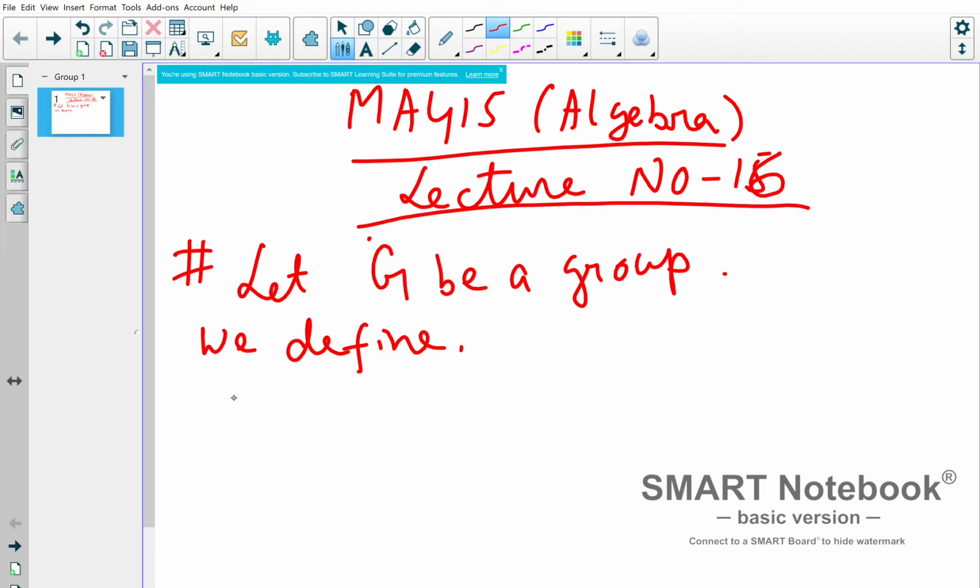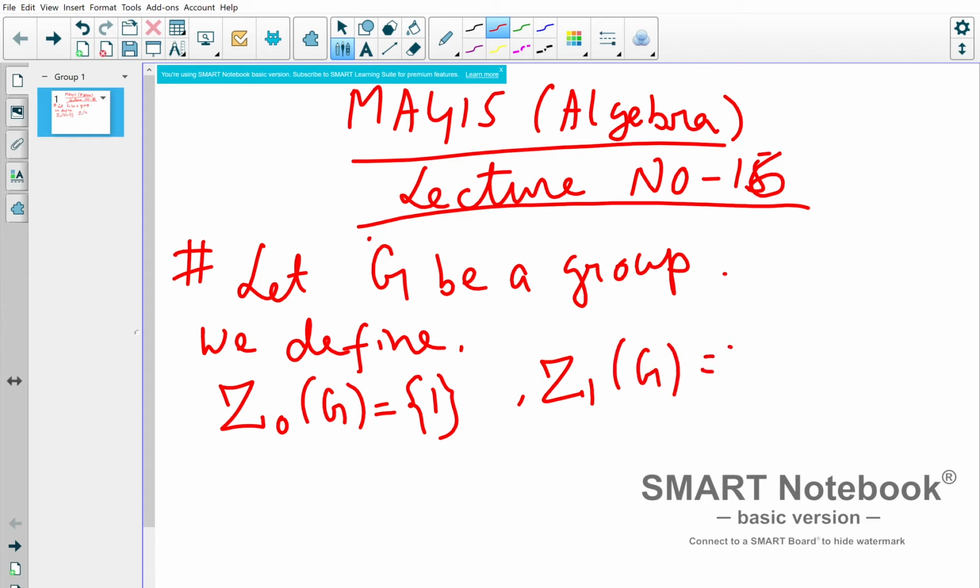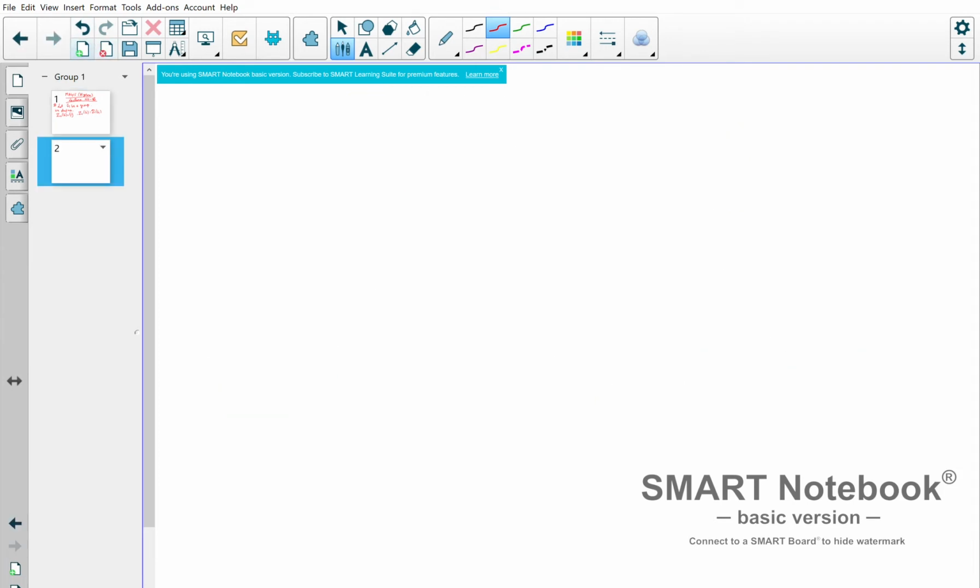We define a few subgroups. For example, Z0 of G is the identity subgroup. Then I define Z1 of G as nothing but the center of the group G. And then I will define Z2. How do I define Z2? Let me write that down. Since the center is always a normal subgroup, you can talk about G mod center.